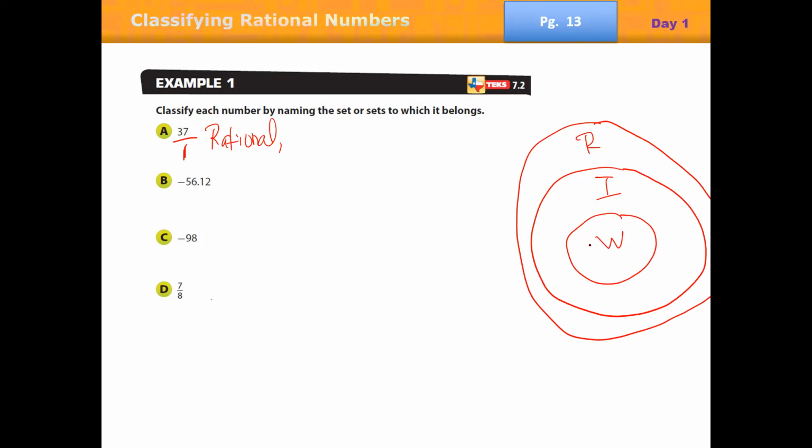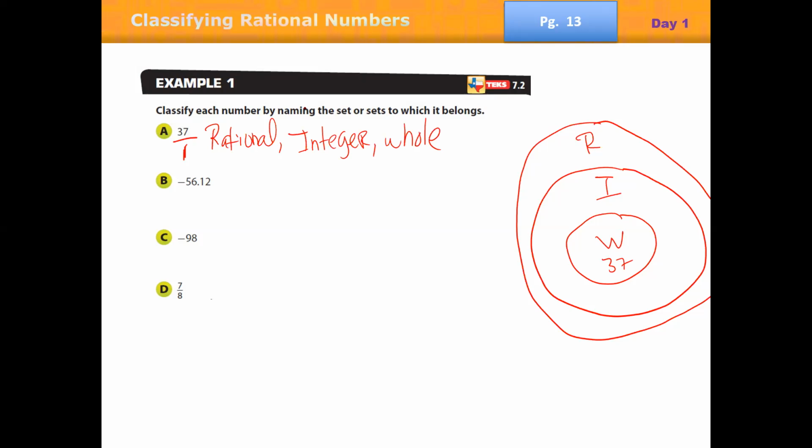Is it also an integer? Yes, because integers are whole numbers and their opposites. So this is a positive whole number. So technically it's both an integer and a whole number. So that means 37 would be considered all 3. So we can actually place him right here in the middle because he contains the whole number, the integer, and the rational number, okay?